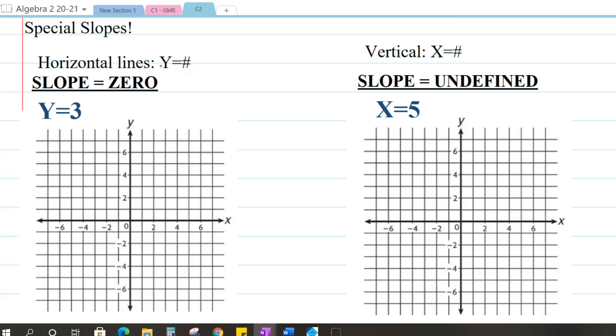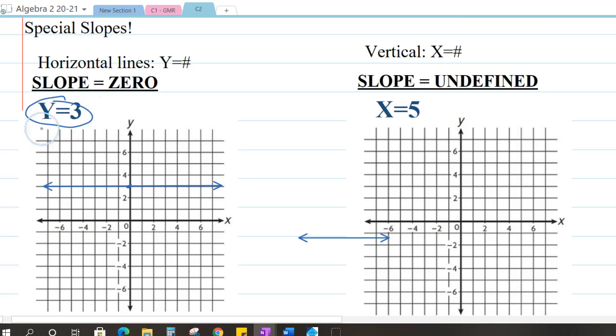Here are some special cases that you need to know. If you have a horizontal line, that means you're laying down flat, going left to right. Your slope is 0. So for example, I have y equals 3. If I'm to graph that, I go up to 3 in the y-axis, and then I draw a horizontal line through y equals 3. Now, a lot of people get the horizontal and the vertical backwards.